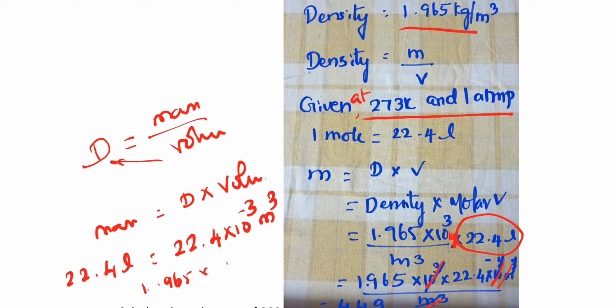1.965 into 22.4, if we multiply, what is the value? It is given as 44 grams. That is said to be the molar mass of carbon dioxide.